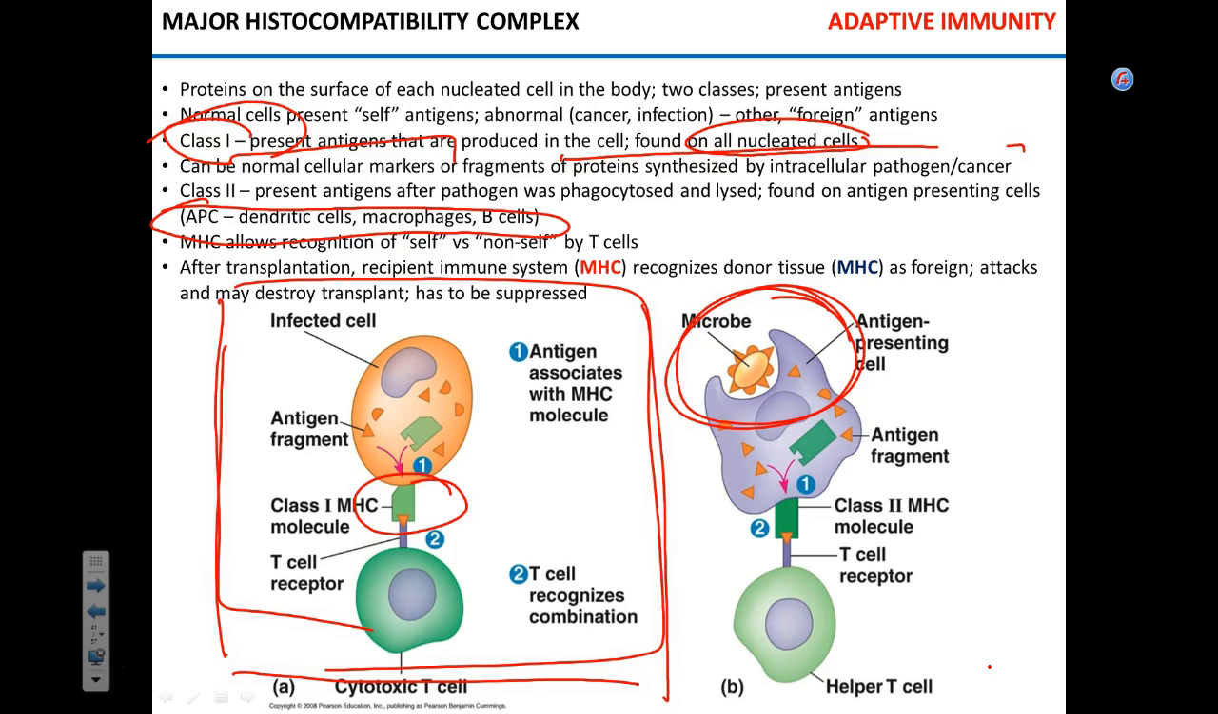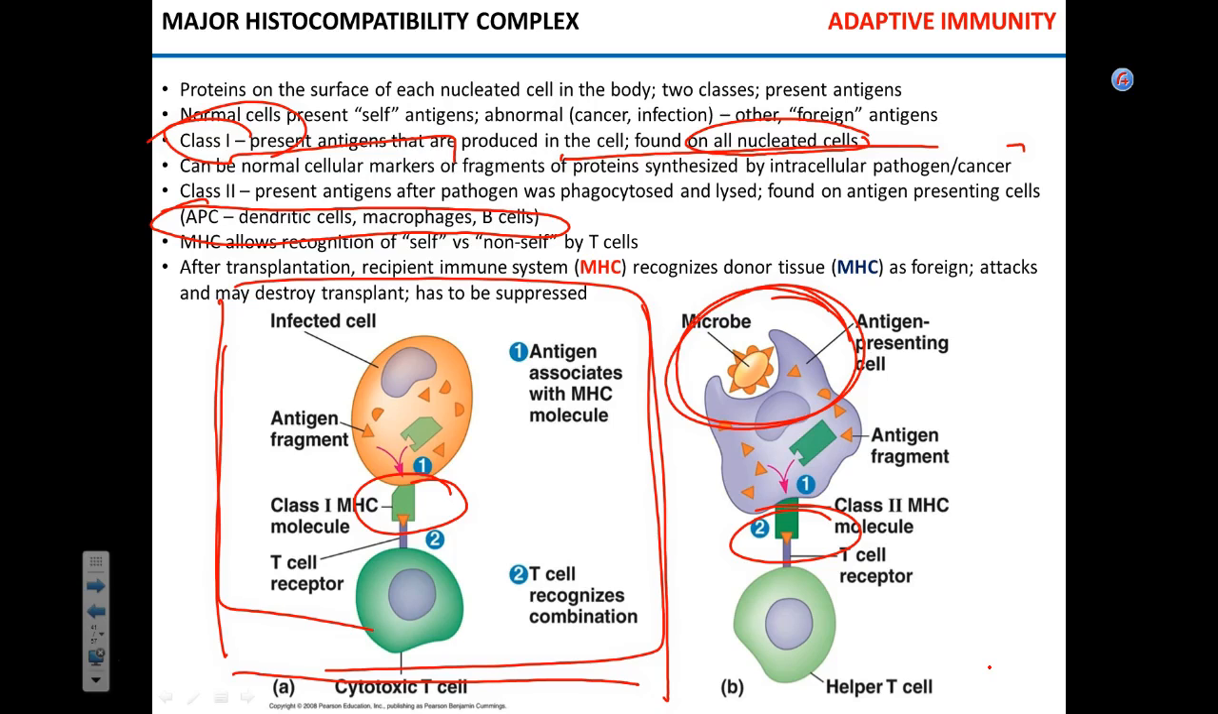What happens to a microbe? It is destroyed, broken down into pieces. Those pieces, parts of the microbe, then serve as antigens bound to class 2 MHC. So the function of class 2 MHC is to present the antigen.